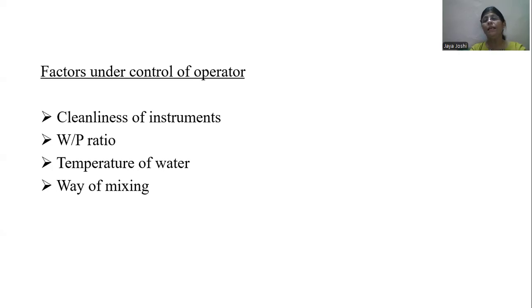Then, the way of mixing. If you mix it rapidly within the practical limits, you are breaking one crystal into multiple crystals. That means you are increasing the number of nuclei of crystallization, and thus it increases the rate of reaction and decreases the setting time.